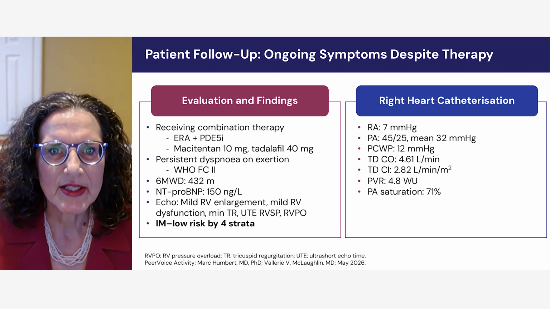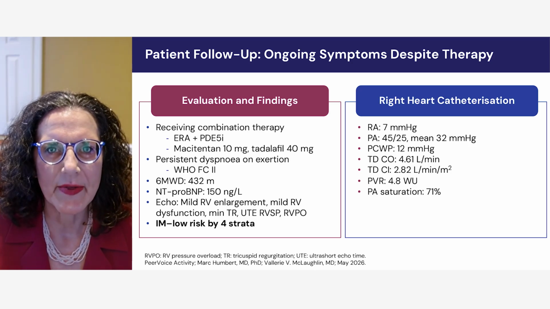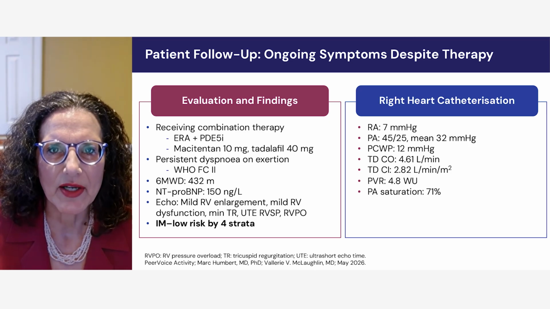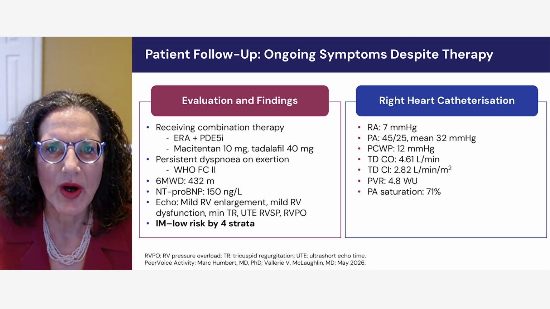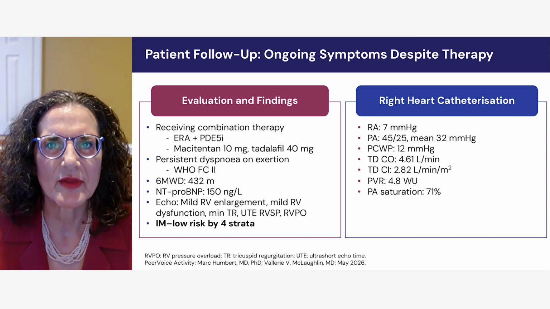In this patient, I repeated a right heart catheterization to get a sense of where she was, and her hemodynamics improved. We can see her right atrial pressure was 7, her mean pulmonary pressure was 32, so that's quite a bit better. Her cardiac output has gone up a bit to 4.61 with an index of 2.82, and her pulmonary vascular resistance is better at 4.8, still higher than we'd like it to be.